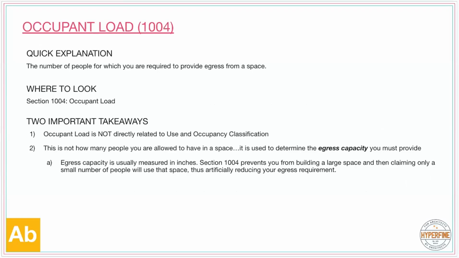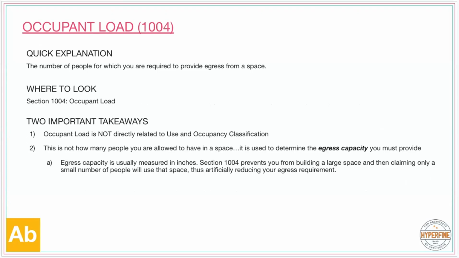Okay, so that was use and occupancy. That's general big picture stuff about how the building is used. Occupant load is a similar name, but it's not really related because it's not a one-to-one translation. So occupant load is a measure of how many people are in a space. And the important thing here, which helps me understand it better, is that it's not how many people you're allowed to have in a space, it's how many people you have to provide egress for.